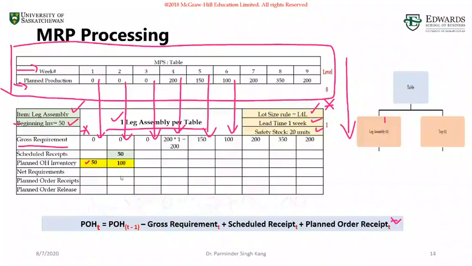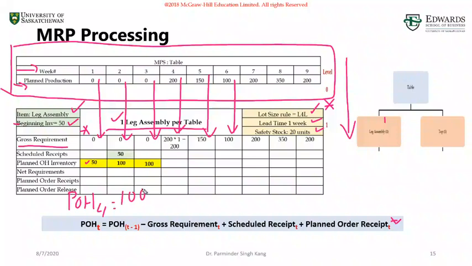So we'll carry on with the same process. This will be 100 units again, because we don't have any gross requirement, and there's no planned order receipt. So when we come to week 4, let's do the calculations for week 4. Planned on-hand for week 4: planned on-hand from week 3, which is 100.